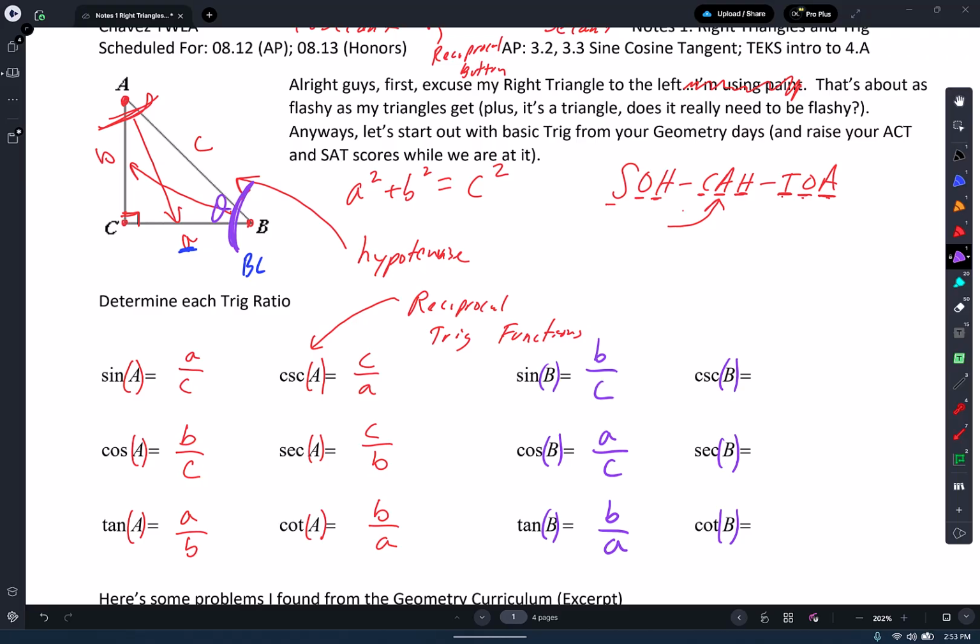I'm going to go to the cosecant. Cosecant of angle B. Cosecant is the reciprocal of which one? Sine. So what am I going to write? C over B. Secant B. Secant is the reciprocal of? So what am I going to write? C over A. Cotangent is the reciprocal of tangent. So what am I going to write?